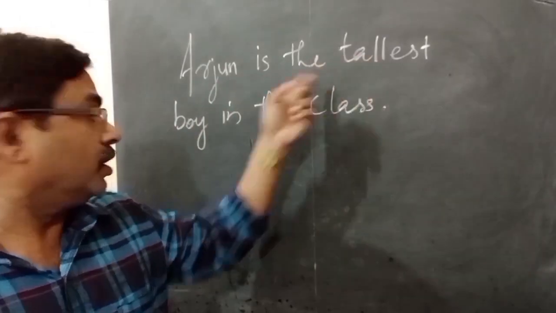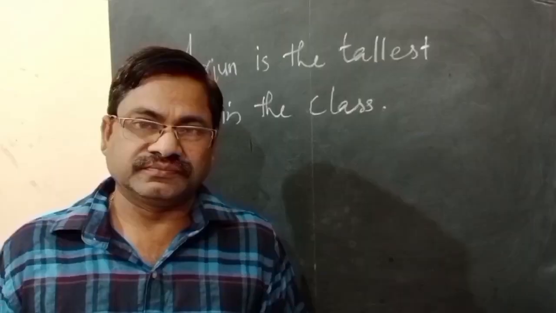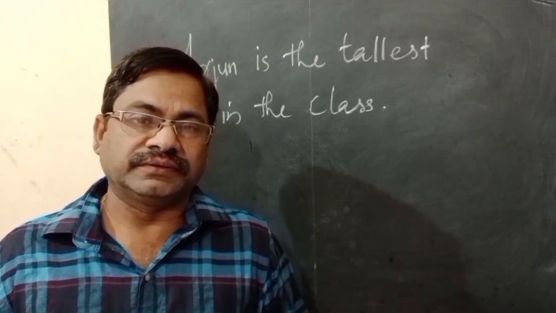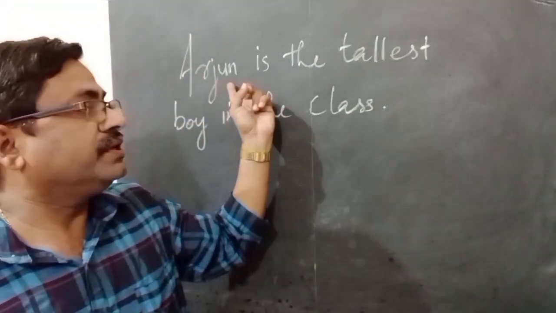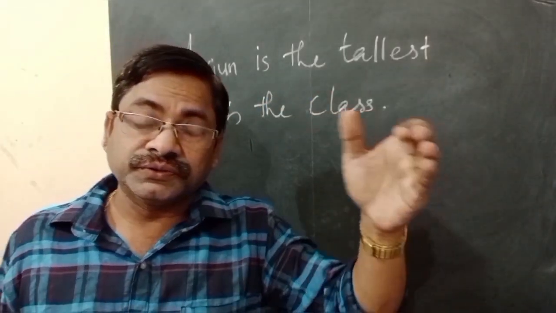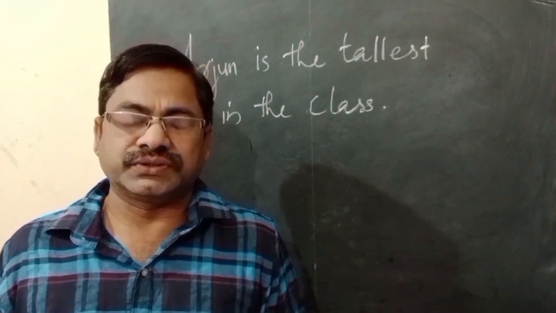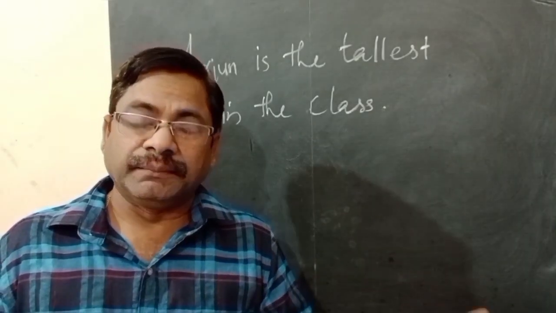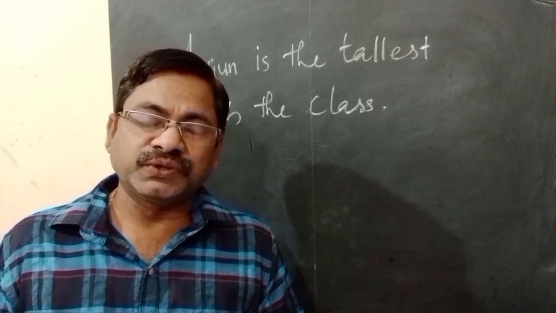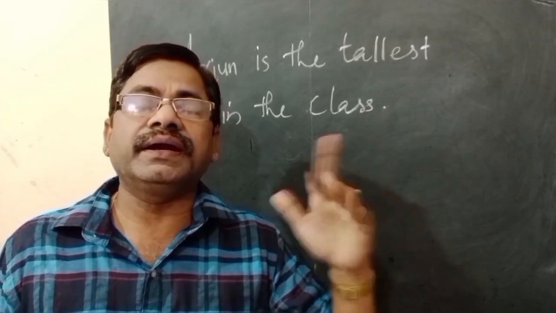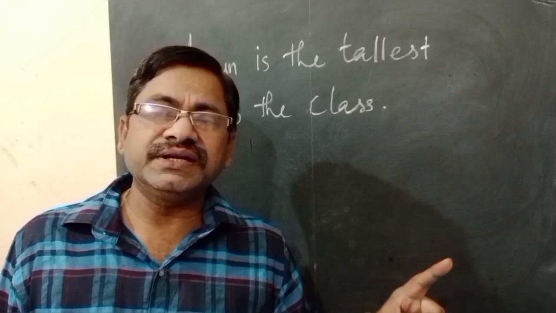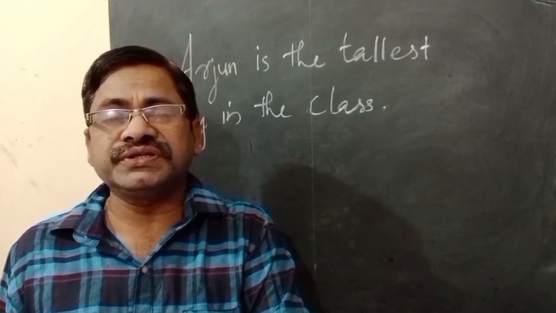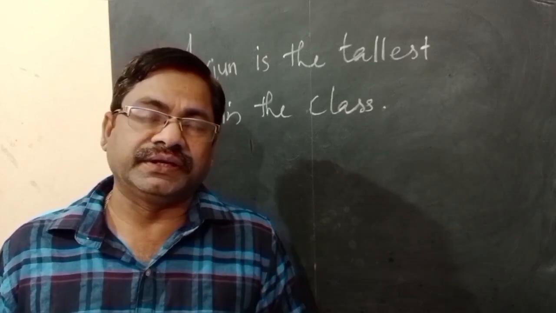Arjun is the tallest boy in the class. This is entirely different from the first model. Here, Arjun is compared to the whole children in the class. This question can be transferred to comparative degree, positive degree, superlative degree. If the question is in superlative degree, we can change it into positive degree and comparative degree.